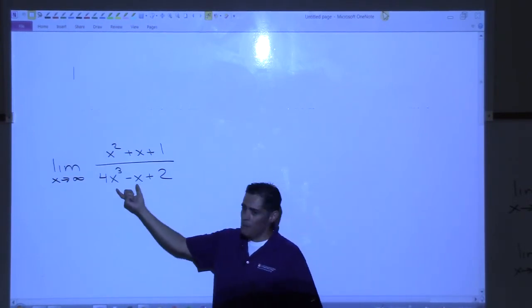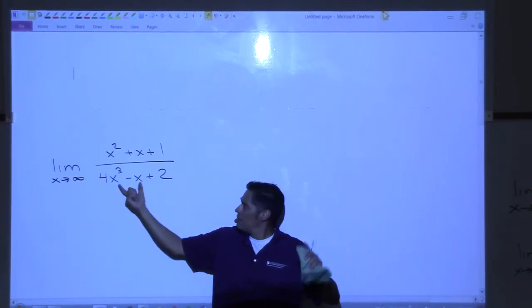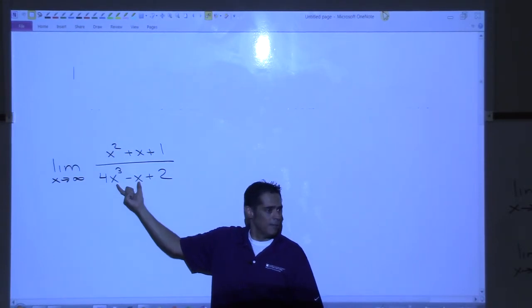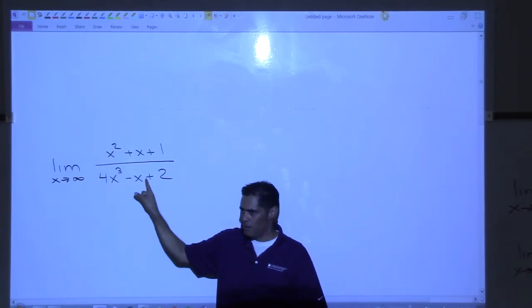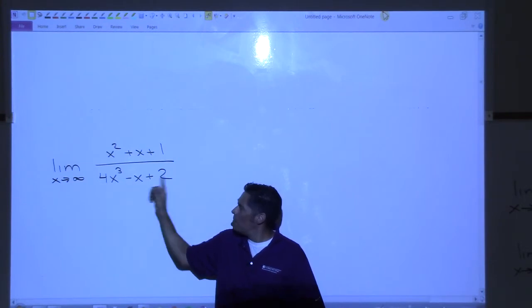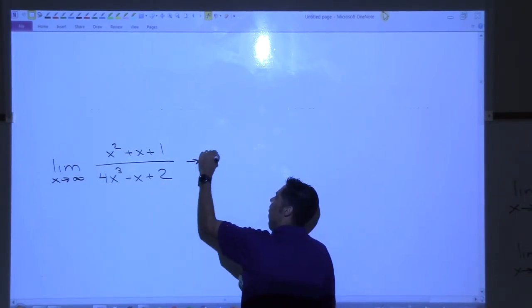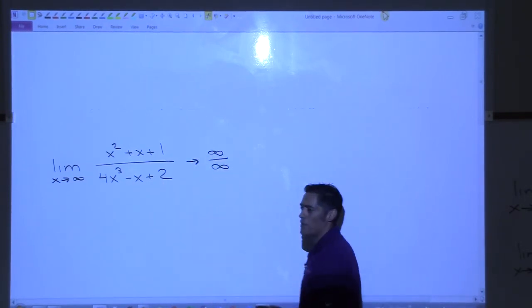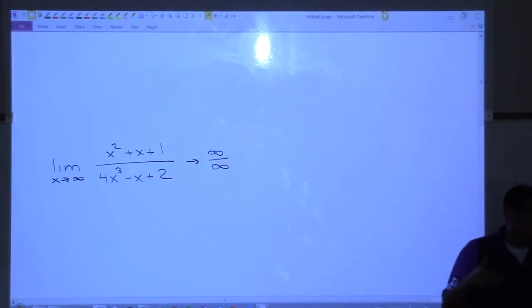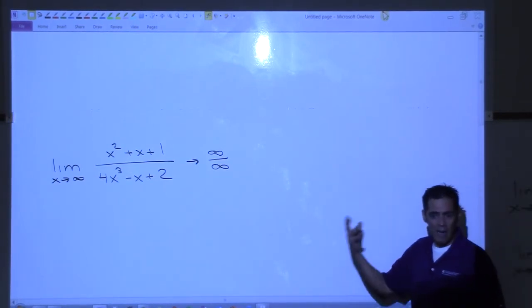And then Danielle and I went over there and we talked about this. This right here is going to head to infinity because this dominates this one, right? So the subtraction doesn't matter. So the bottom heads to infinity, so we have infinity over infinity. So that means we need to do some sort of algebra. And in this case, we look at the denominator, highest power of x, we divide through by it.